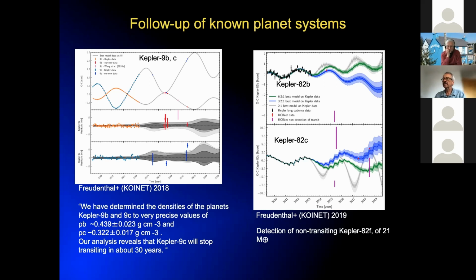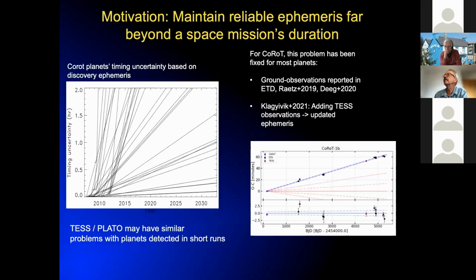It also predicted that Kepler 9c will stop transiting. And here is another example that they did on Kepler 82. There were also two planets which had known transit timing variations from Kepler again until 2013, where they observed again later in 2017 and 2018, and they could derive that there must be another non-transiting planet with about 21 Earth masses.